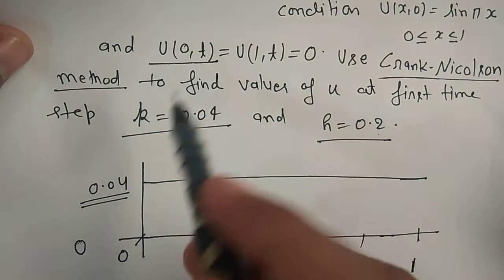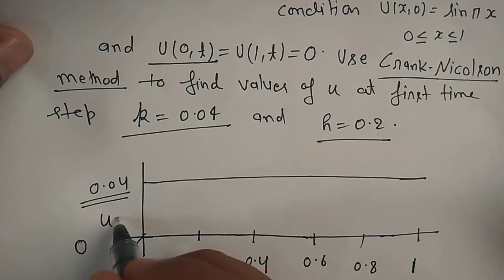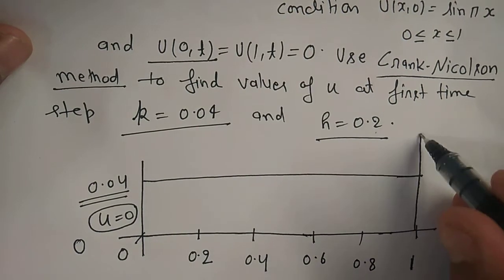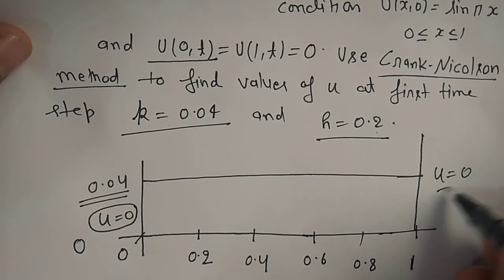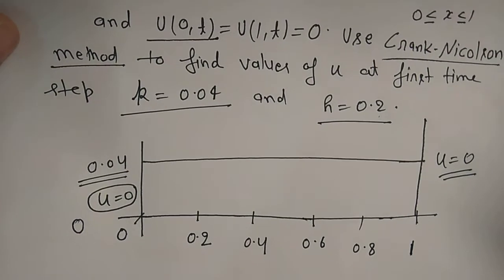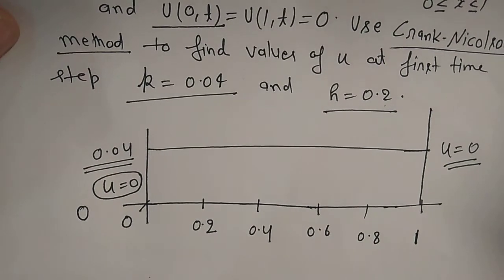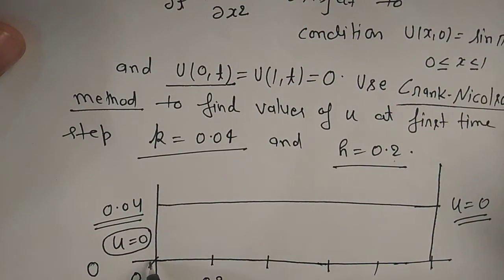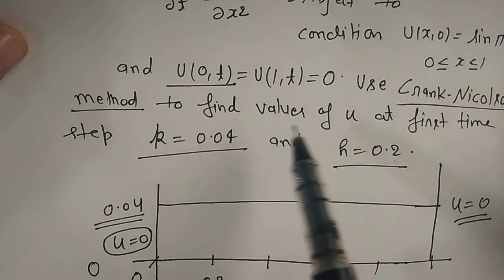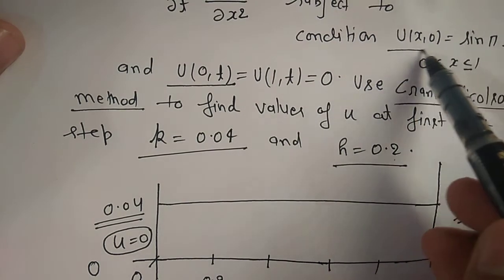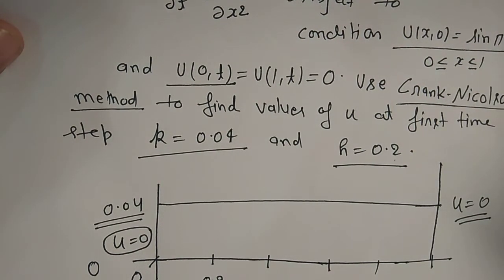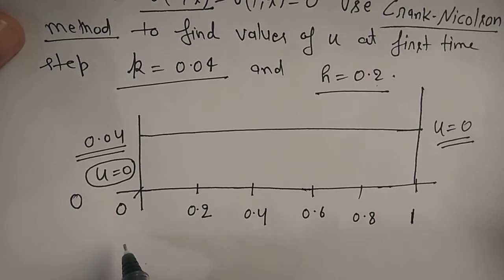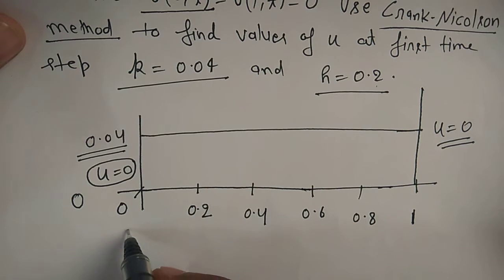u0t means x equal to 0, y axis in this wall u equal to 0 throughout, and if you take here u1t, so here also u equal to 0, and on both vertical boundaries u is 0, and on the x-axis u is given, u x0 equal to sine pi x. So here sine pi x means sine 0, u equal to sine 0, 0.